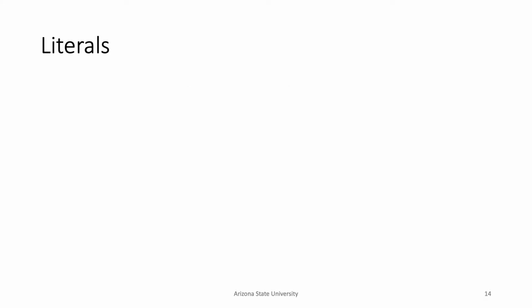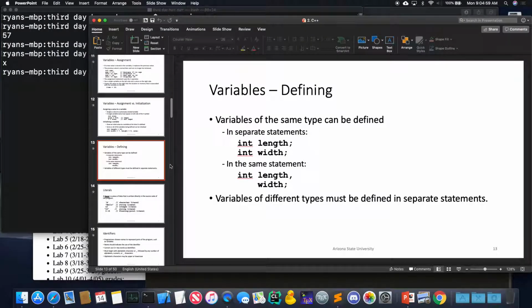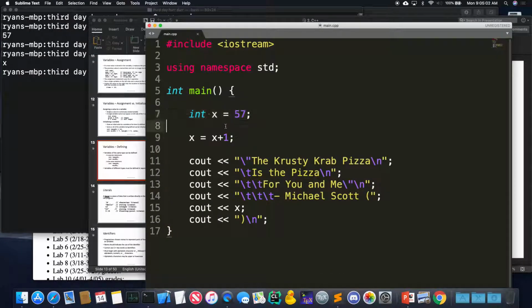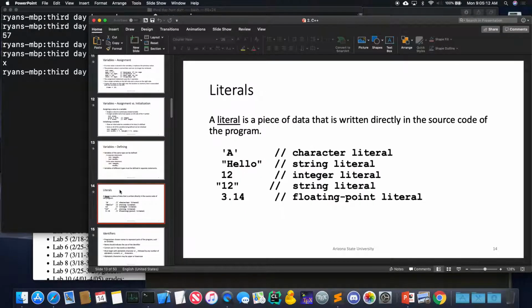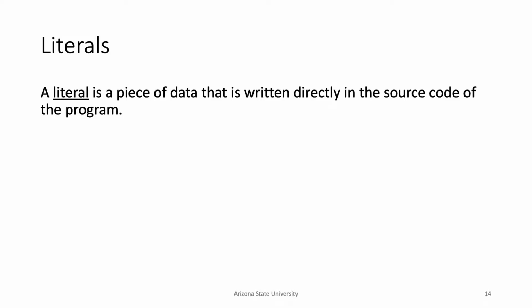So you may be wondering, okay, a variable is a named thing, right? So x is a named thing. What is the 57 on the right here? That's not something I named. That's the actual value, 57. So that's what's called a literal. A literal is a value that doesn't have a name. That's essentially what it is. It's a value that you directly write into the source code. So 57, 12, 5, all of those are literals.